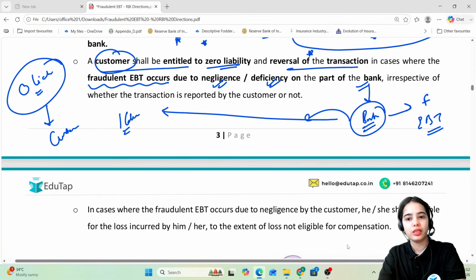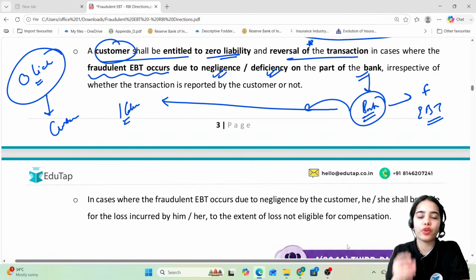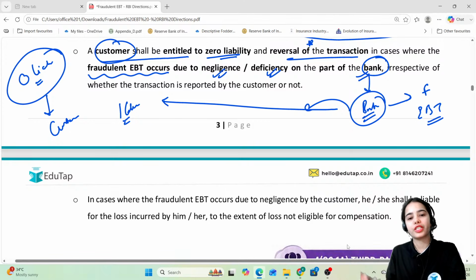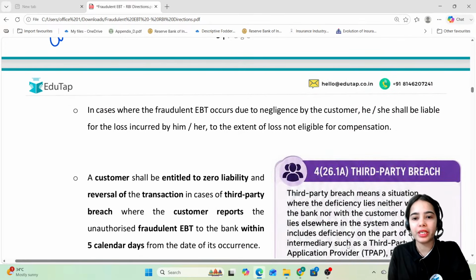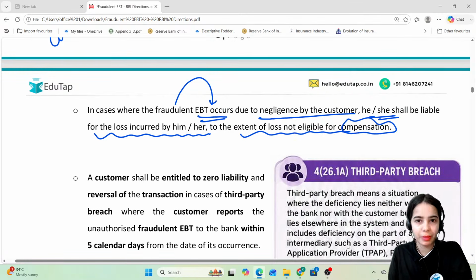Okay. So, the customer shall be entitled to zero liability and reversal of the transaction in cases where the fraudulent EBT occurs due to the negligence and deficiency on the part of the bank, irrespective of whether the transaction is reported by the customer or not. In cases where the fraudulent EBT occurs due to negligence by the customer, he or she shall be liable for the loss incurred by him or her to the extent of loss not eligible for compensation.